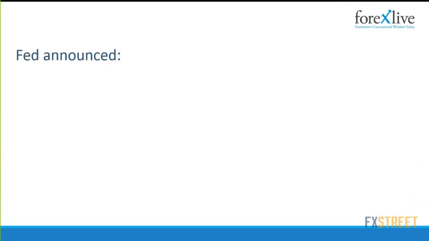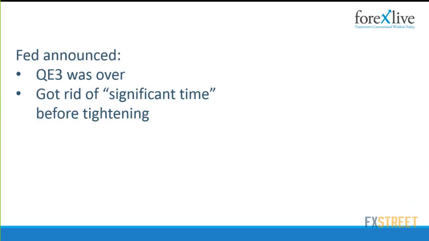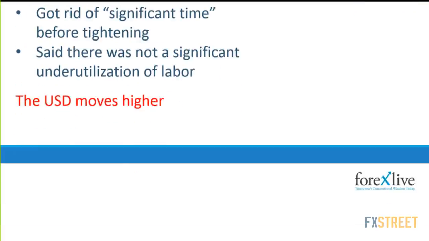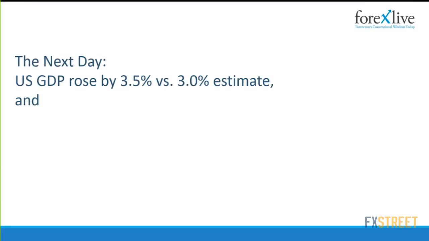And then we have things like the Fed announced QE3 was over. This is a recent story. They got rid of the "significant time" before tightening, and I'm putting quotation marks around that significant time. And they also said there was not a significant underutilization of labor. This was a different tack by the Federal Reserve, or the FOMC, and a different story that they told. And what did that do to the US dollar? It caused the US dollar to move higher. Again, a very easy story to understand and interpret. And if the market moves in the same direction as the story, it becomes pretty much a slam dunk.